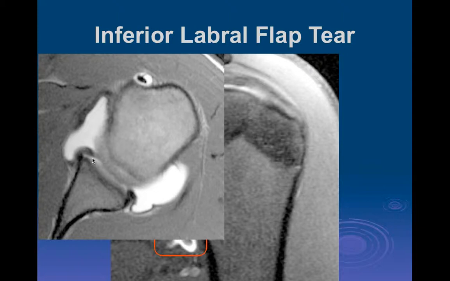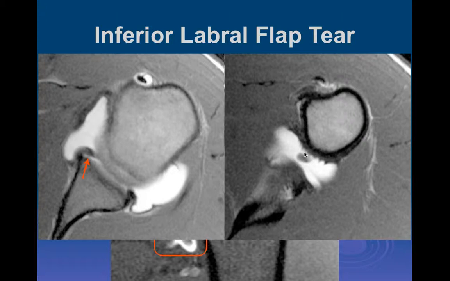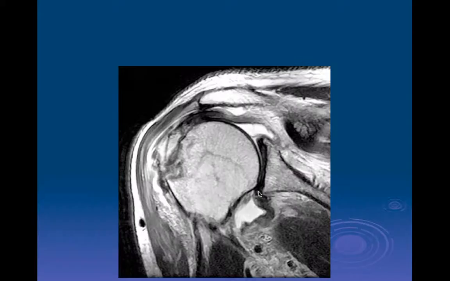And occasionally these can become very large, and there are a number of reported cases where these cysts can become large enough to compress the axillary nerve. So whenever you see these, especially if there's any size to them, you've got to go back and be sure and look at the teres minor muscle to make sure that it's not atrophied from a compression of the axillary nerve.